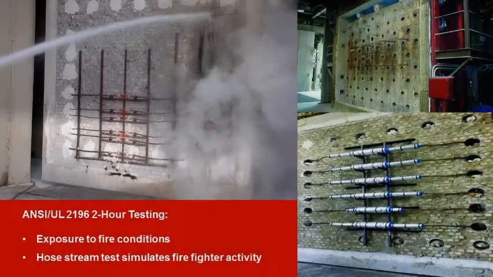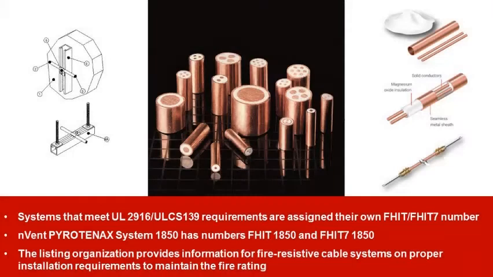For system certification, Underwriters Laboratories assembles fire-resistive cable systems exactly per each manufacturer's instructions and then tests the entire system to ANSI UL 2196. This system testing consists of 2 hours of exposure to fire conditions, followed by a hose stream test to simulate firefighter activity. Systems that meet UL 2196 requirements are assigned their own FHIT number. For example, nVent PYROTENAX System 1850 is FHIT 1850.